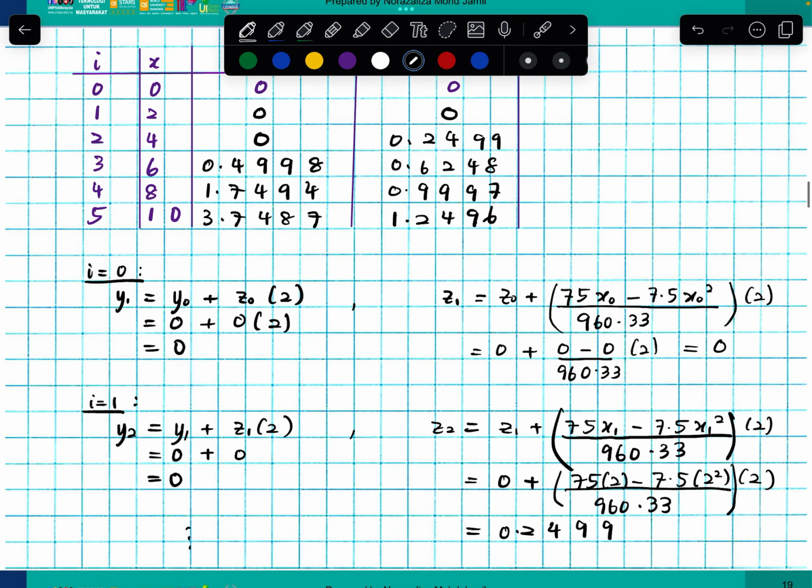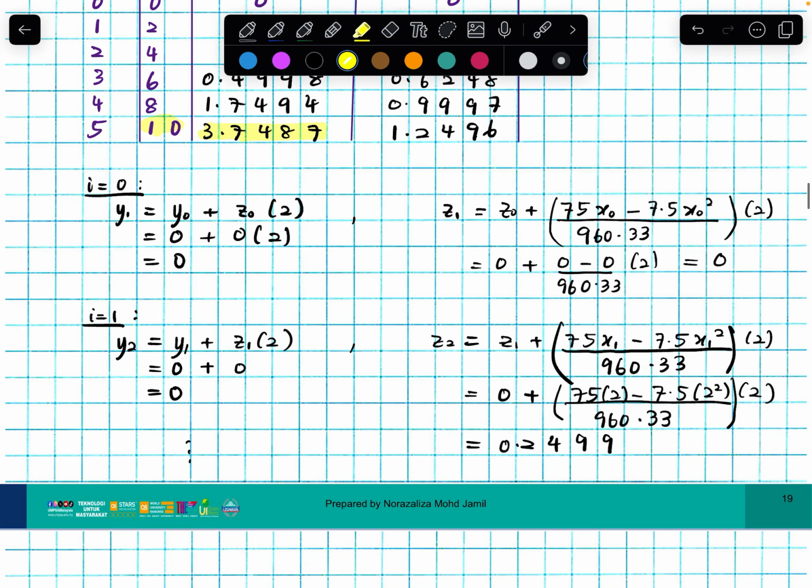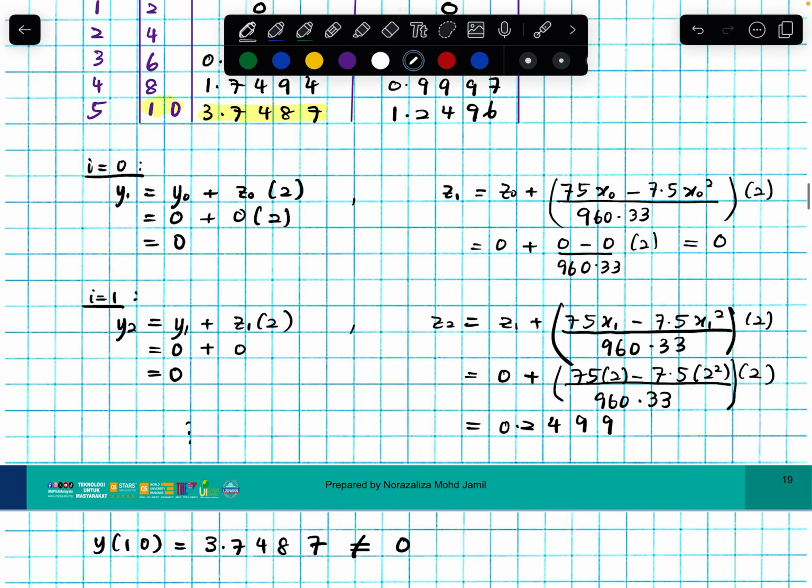Lastly, we want to look at the last value when x equals 10. What you found here is y(10) equal to 3.7487. Is it equal to our desired value? It should be 0. No, it's not equal. So that is the second step, and we will continue with the next step.